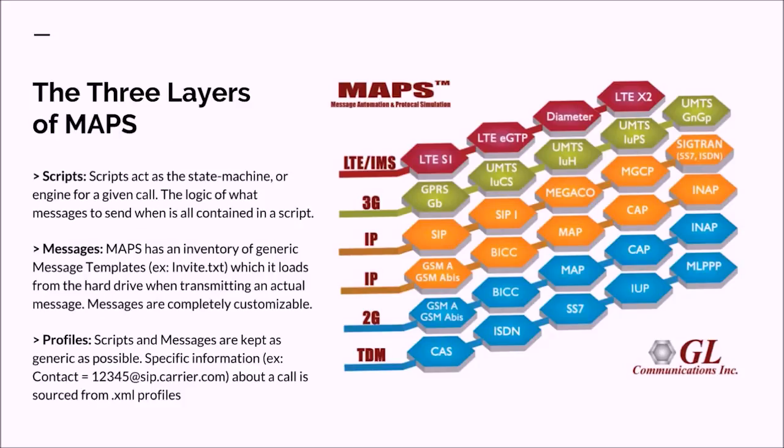So Maps is comprised of 3 layers: scripts, messages, and profiles. Scripts act as the state machine for a given call and contain the logic of what message to send when. Messages are the signaling messages for a given protocol, and Maps has an inventory of generic message templates that it loads from the hard drive when transmitting an actual message. These messages are completely customizable. Because we try to keep scripts and messages as generic as possible, specific information about a call, such as the contact address for SIP, are kept inside XML profiles.